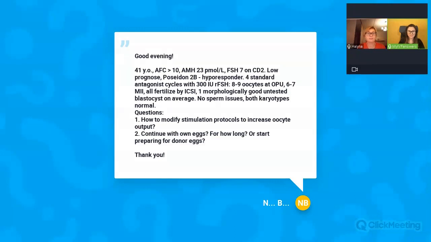41, AFC 10, AMH 23 picomoles, FSH 7, CT2, a low prognosis, sorry, Poseidon, to be a hyper responder. 4 standard antagonist cycles with 300 IU FSH, 8-9 oocytes at OPU, 6-7 M2, all fertilized by ICSI, one morphologically good, untested blastocyst on average, no sperm issues, both karyotypes normal. First question, how to modify stimulation protocols to increase oocyte output and continue with them, for how long, or start preparing for donor eggs?